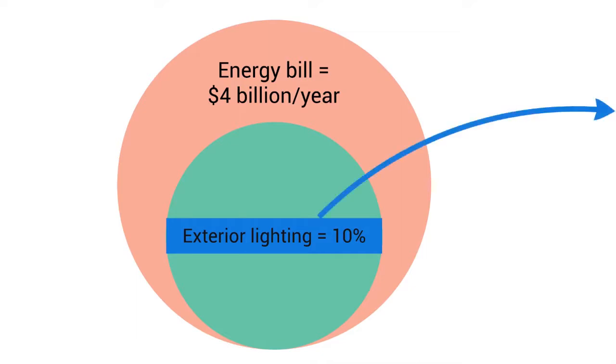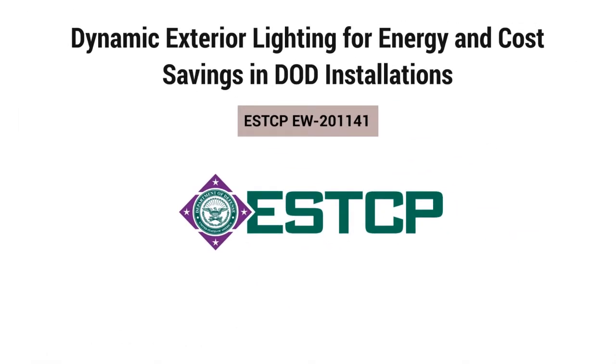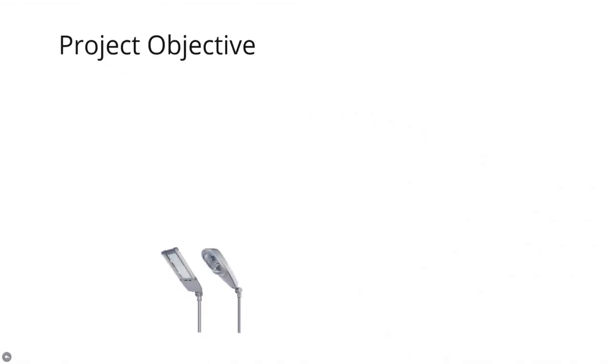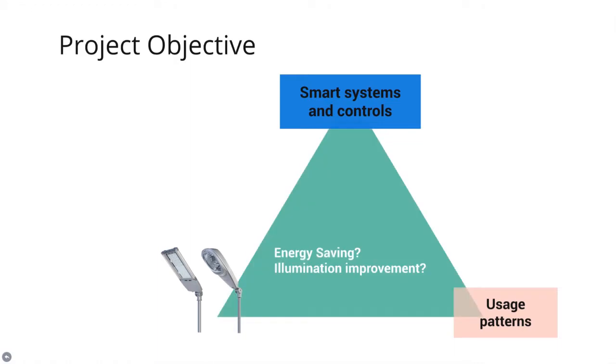Right, and many of the existing exterior lighting systems use inefficient high-pressure sodium or metal halide lights that are just controlled by photosensors that turn the lights on and off regardless of usage patterns. So the objective of the ESTCP project, led by Dr. Satyan Mukherjee and Dan Jiang from Philips Research North America, is to demonstrate and quantify how LED light sources combined with smart systems and controls can be used to achieve significant energy savings and improve illumination in exterior lighting applications at DoD military installations across the country.